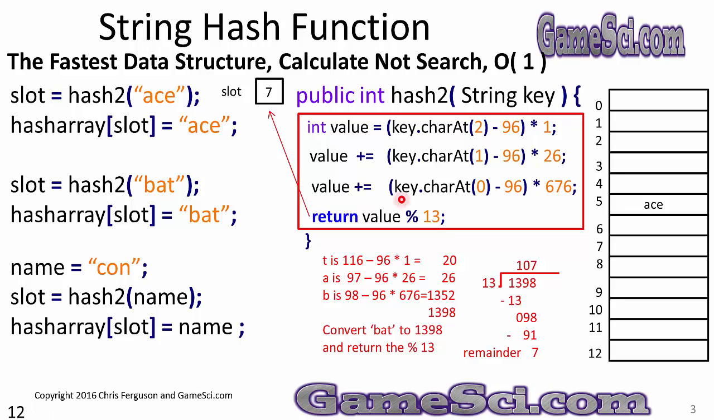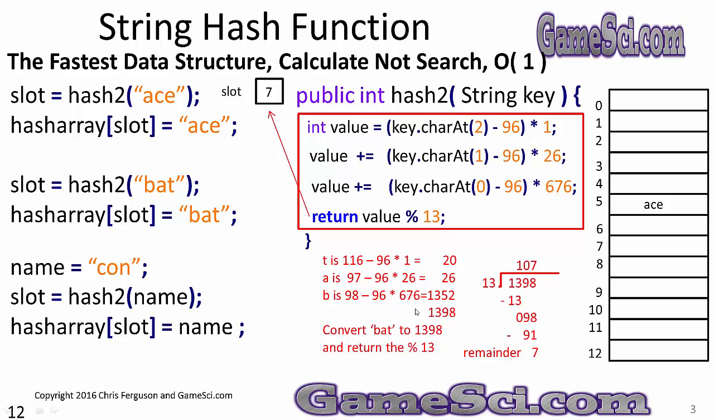Let's grab the first letter of the key, the B. B is ASCII value 98. Subtract 96, and I've converted B to 2. Multiply it by 26 squared. 2 times 676 is 1352. Add all three of those numbers up, and I get 1398. The key bat converts to the large value 1398.